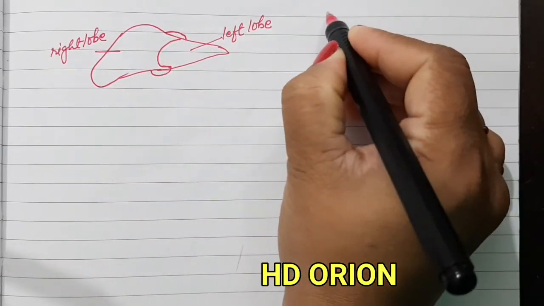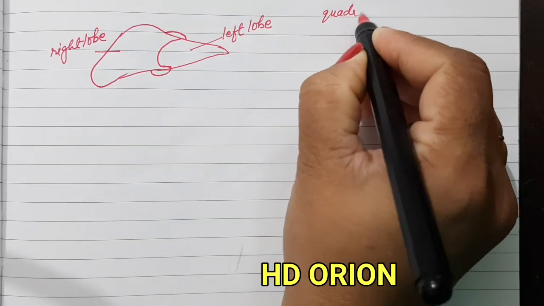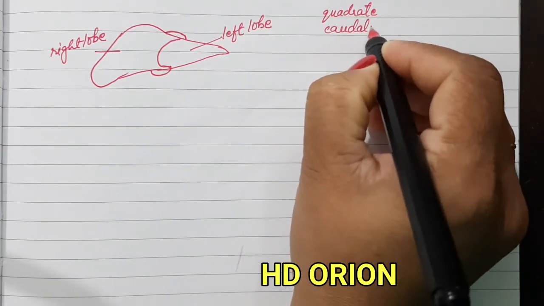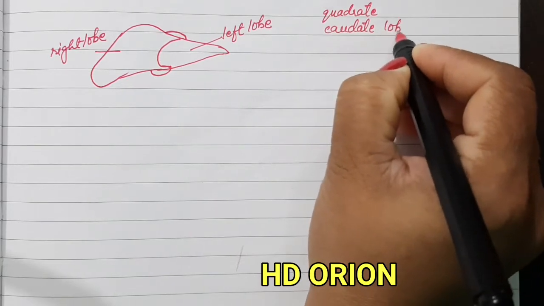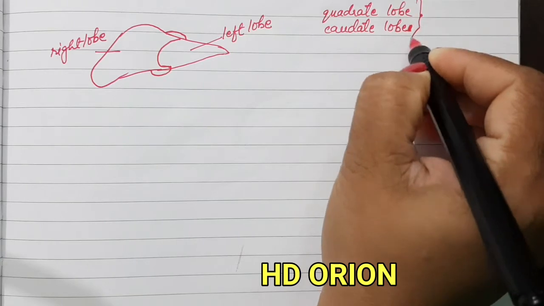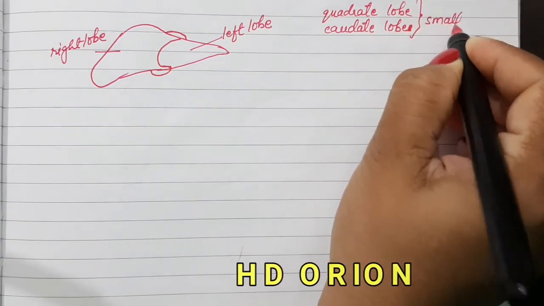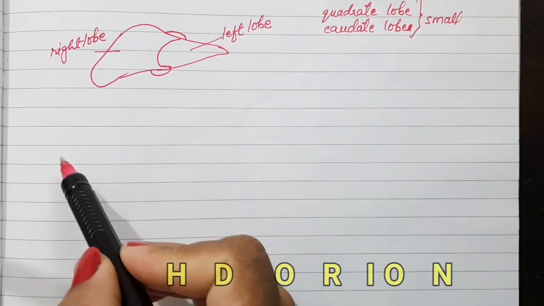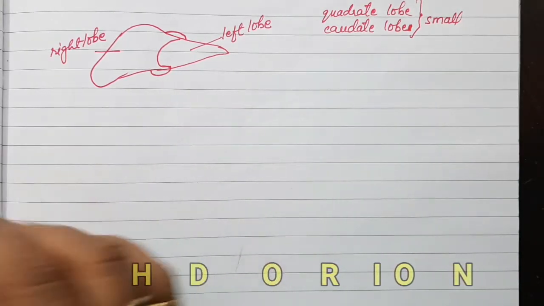These are the quadrate and caudate lobes. These are small and these two are larger lobes. So in all, the liver has 4 lobes.